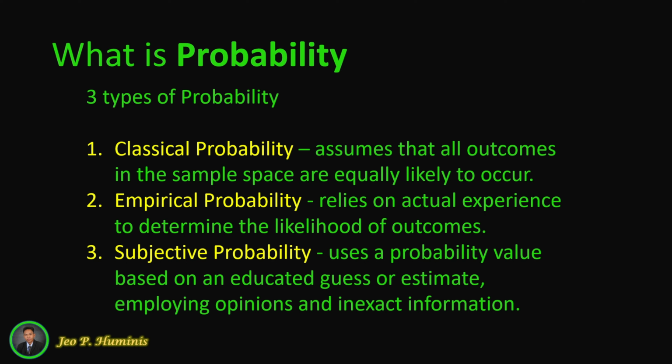And we have the subjective probability. When we are talking about subjective probability, it uses a probability value which is based on an educated guess. For example, they have a 90% chance of winning the game, or the class has a 99% chance of passing the exam. Those are examples of subjective probability, meaning you don't base it on actual observation, which is merely a guess.